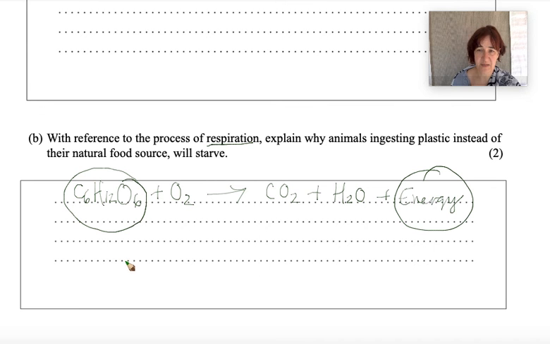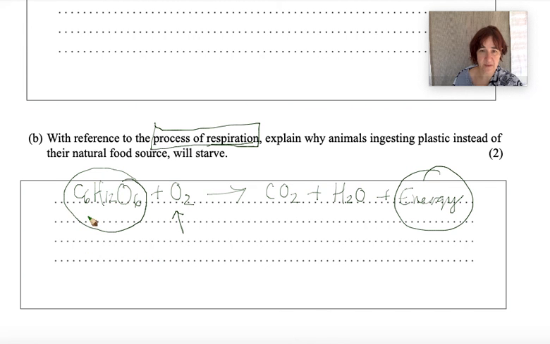Yes, they can get the plastic stuck in their digestive systems. Yes, that will cause them to starve. But this question asks you to talk about it in reference to respiration. Okay, so we want to get at this concept that respiring is how we get energy out of food. It's not about how we breathe. How we breathe is how we get oxygen into our system. How we respire is how we break down the glucose into these components that are released and then energy.